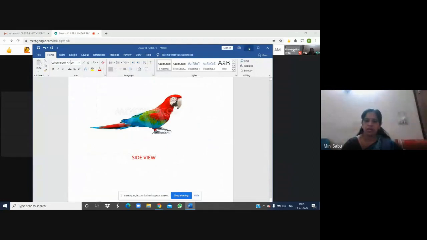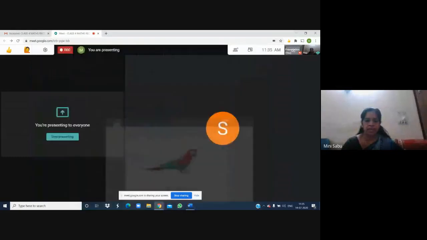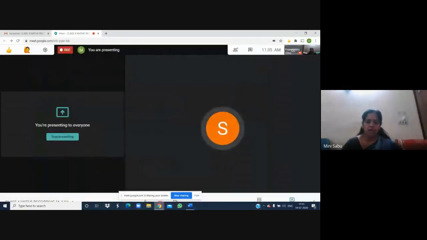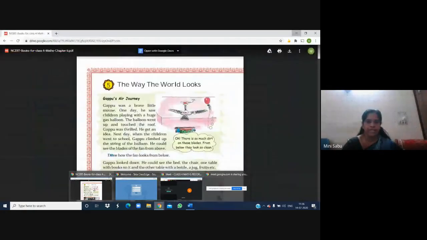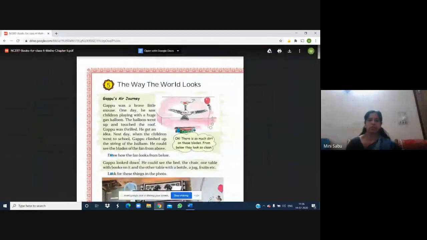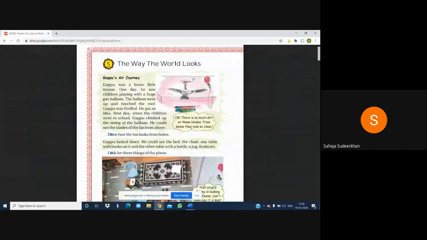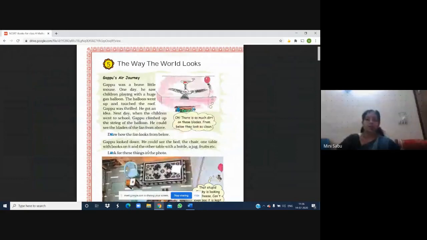Side. Okay, this is the only topic we have to study in this lesson, identifying side view, top view and front view. Now let me try with a book. If it is working, it's okay. Otherwise, we will stop. Please tell me whether the book is visible or not. Yes, ma'am, it is visible. Good.